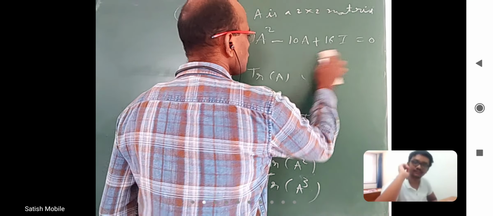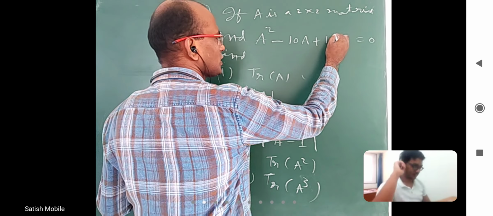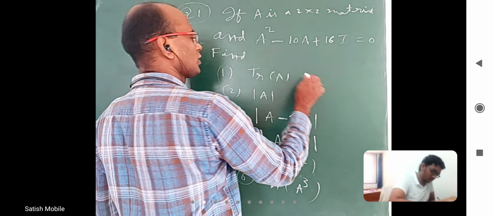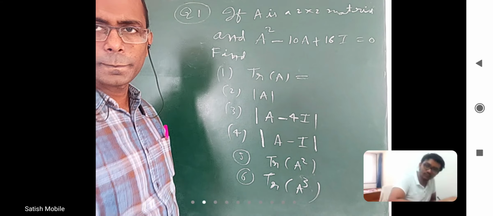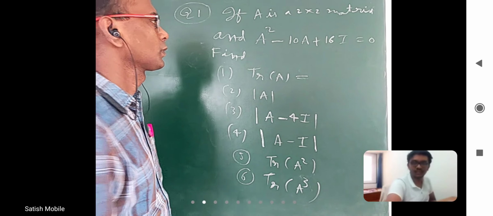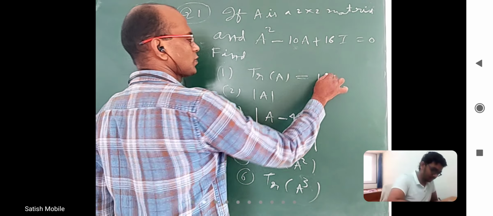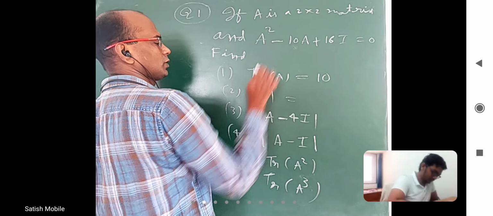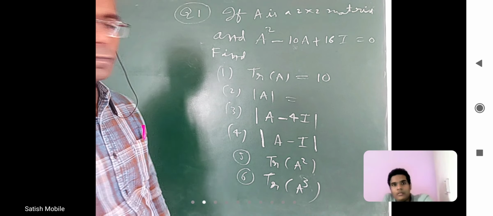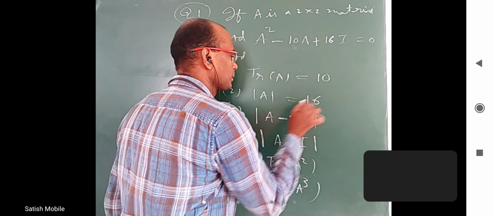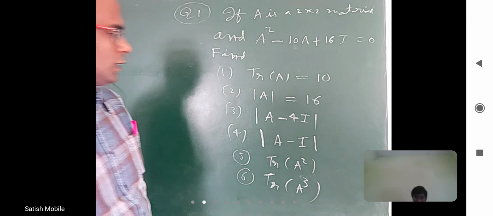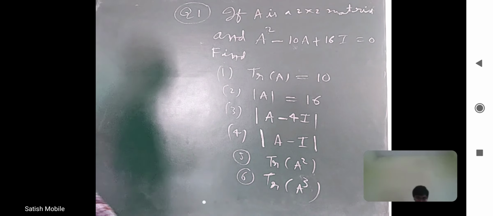But for all of them, even though there are infinite solutions, what is the trace of A? 10. Yes, sum of the roots of this equation. Okay. And what is the determinant? 16. Okay. Let us see if somebody can tell the answer for third or fourth.